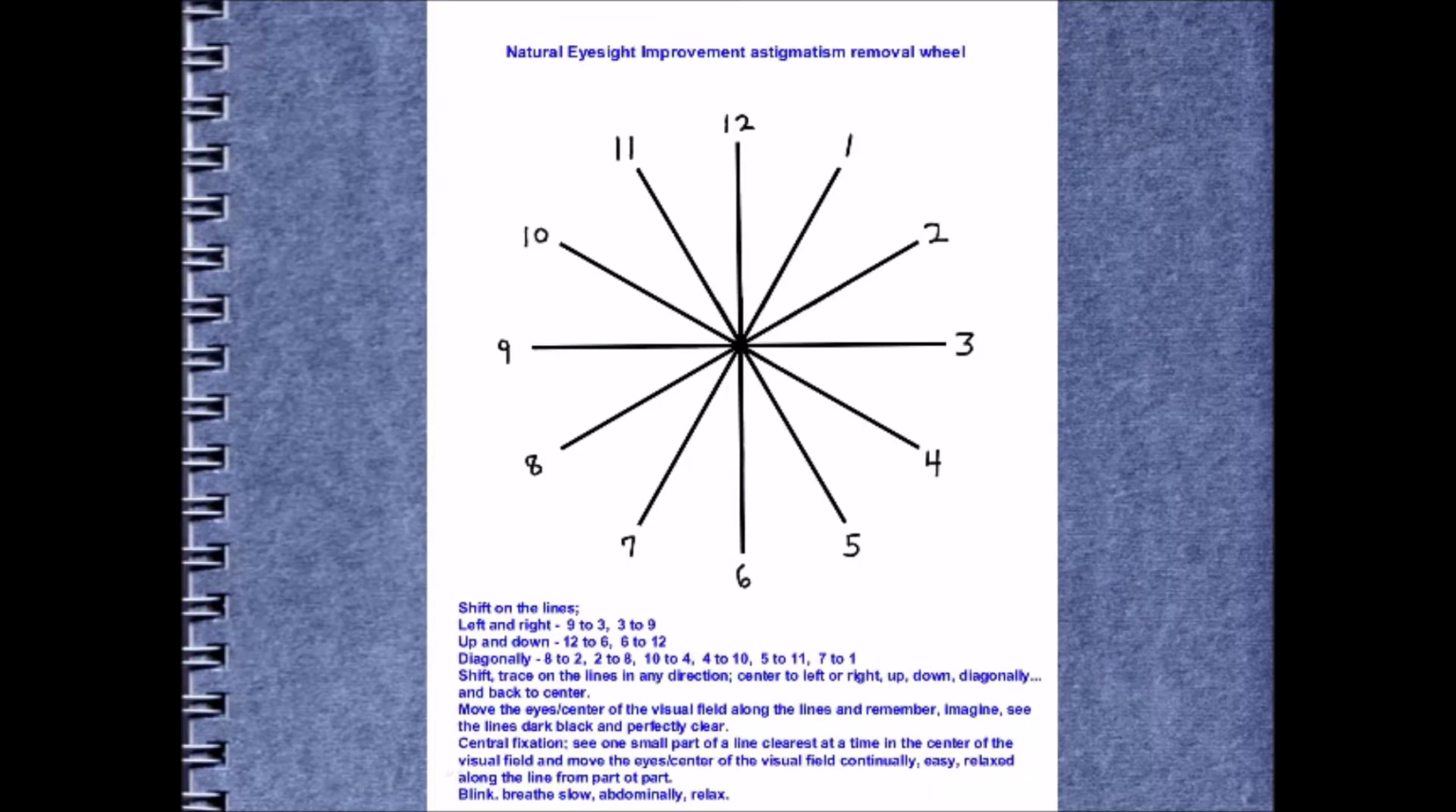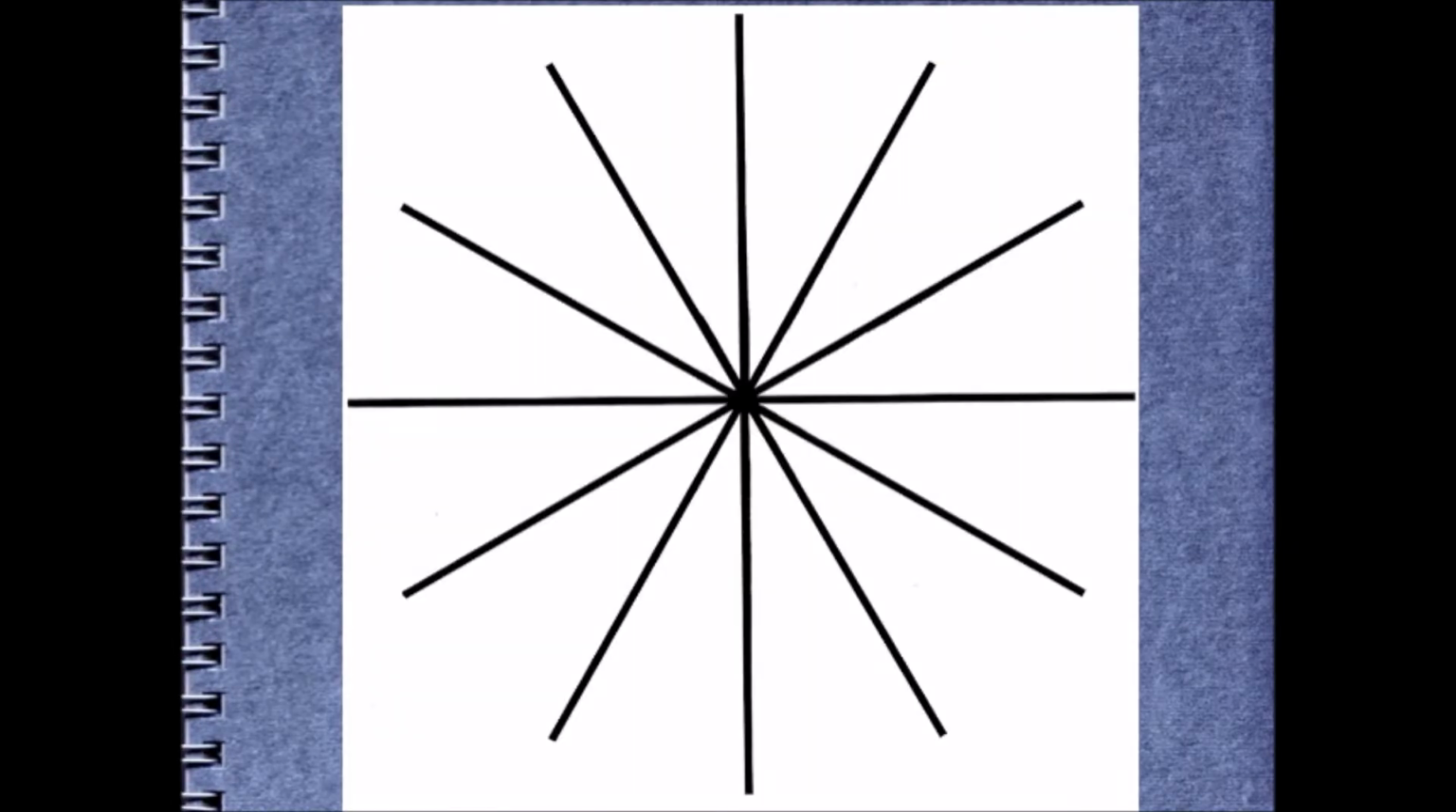Here's an astigmatism removal wheel with left and right and up and down and diagonal actions. Please pause the video now so you can study it. Here is the astigmatism removal wheel without any text.